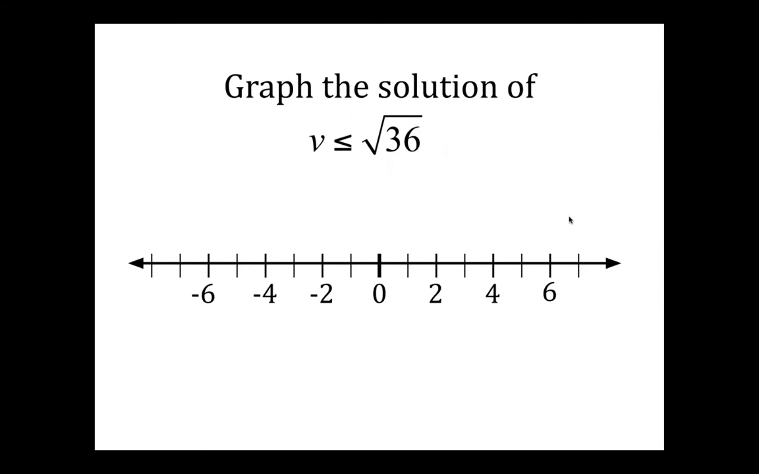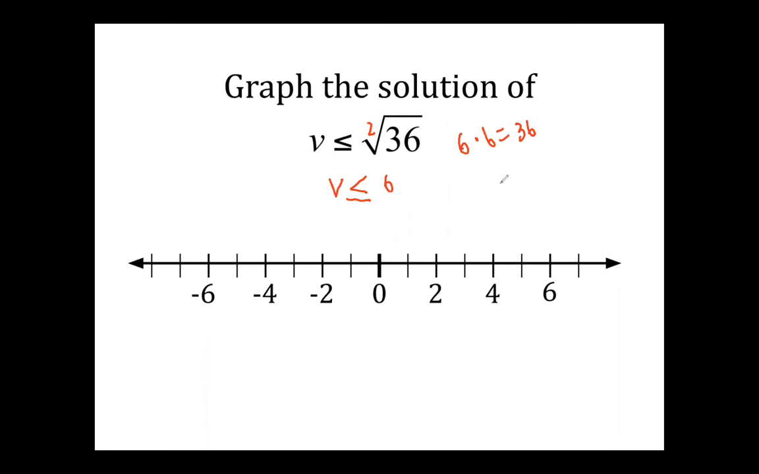Okay, now we're going to graph the solution of v is less than or equal to the square root of 36. Now we haven't worked too much with square roots, and because of that, this is a pretty simple problem to evaluate. The square root of 36 would just be 6. The way you're thinking of this is you're thinking of a 2 inside of the square root. So what times itself 2 times would equal 36? That, of course, would be 6 times 6, which would equal 36.